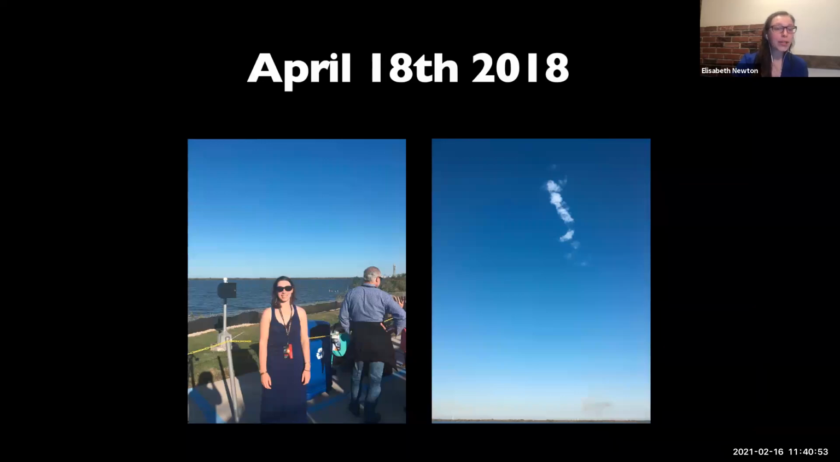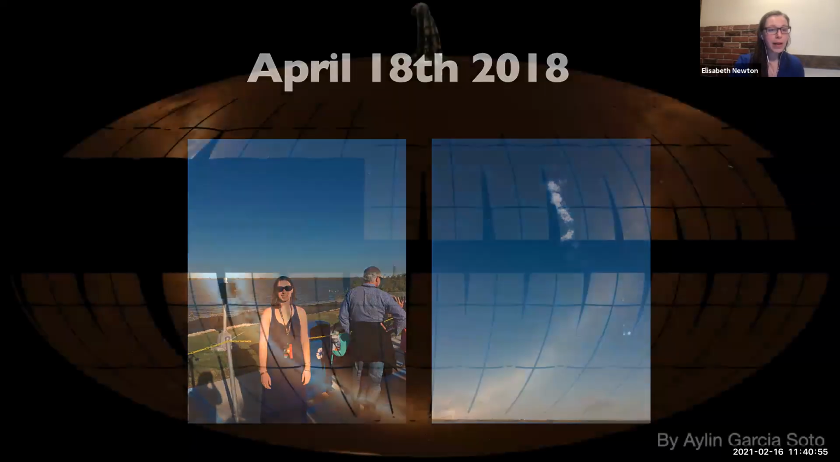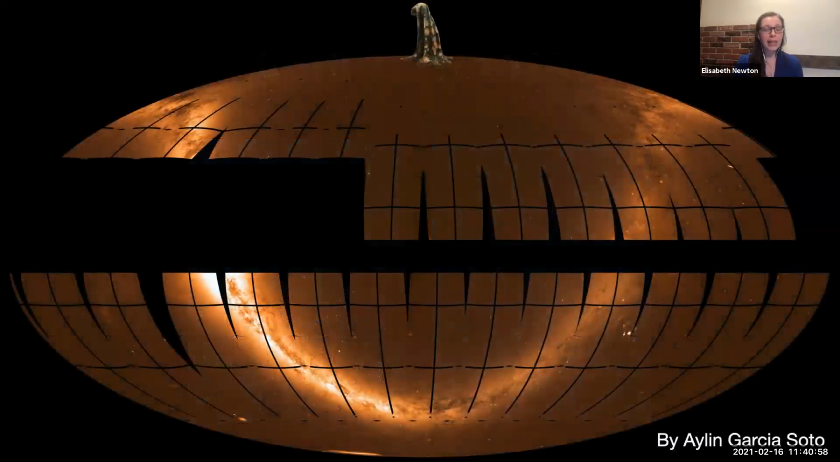So TESS's prime mission was only going to last 2 years, and it's already completed it. And this is TESS's view of the sky through its first 2 years. This particular image was made by my graduate student, Eileen Garcia Soto. She does great work on star spots, which hopefully I'll be able to highlight in a future colloquium. She made this back in October, and I really like it, so I haven't stopped using it, even though I'm really out of season at this point for Halloween jokes. So please forgive me for that one.